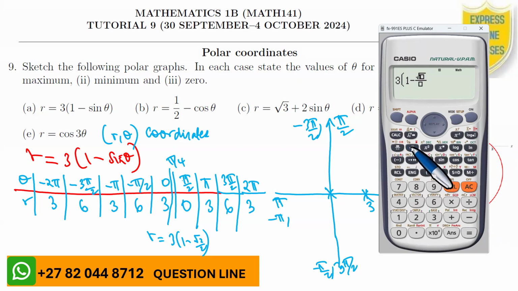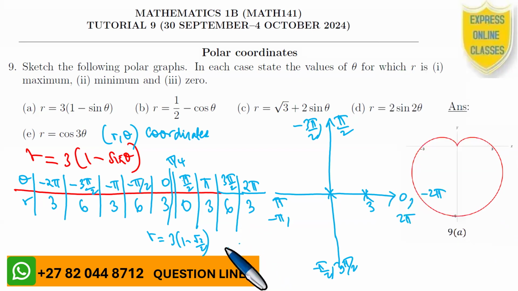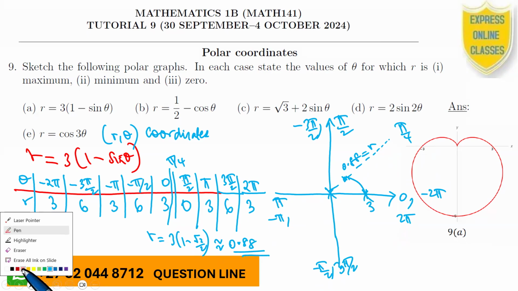Okay, then you have the square root of 2 out of 2, which is 0.88. So at pi over 4, which is here, you would have 0.88. You see the 0.88, it's somewhere there. 0.88 is the radius. So at 3 pi over 2, you're going to have that. Then you're going to have this one.